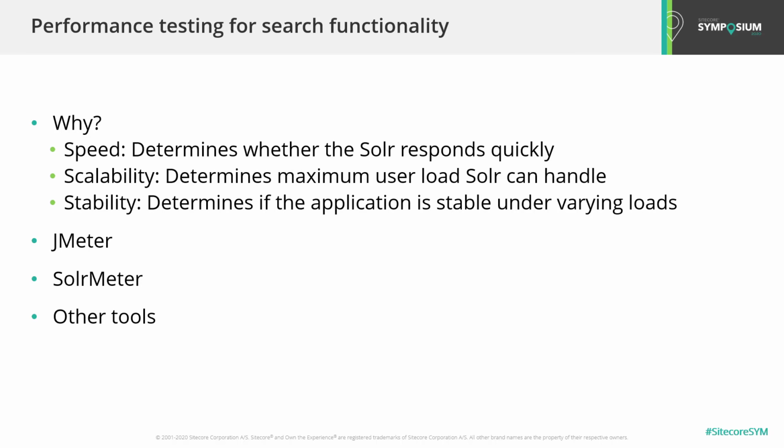Performance testing for search functionality. Once we set up everything, it is good to do performance testing for checking speed, scalability, and stability. Speed determines the Solr response, scalability determines the user load that can be handled by Solr, and stability determines whether the application is stable under various loads. There are a few tools which we can use for performance testing, such as JMeter and SolrMeter. SolrMeter is still available to download but is currently not under development, and there are lots of other tools available in the market for performance testing the search functionality.